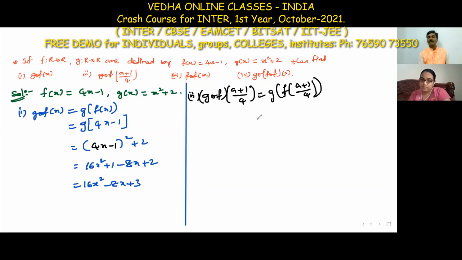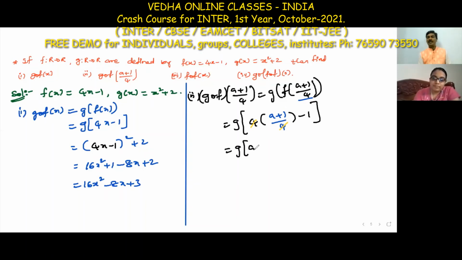Now this is equal to g of f of x. What is in place of the f of x function? f of x is 4x minus 1, 4 into x minus 1. So write that function first, and in place of x, whatever we have, that is a plus 1 by 4. Write that. Here we can cancel this 4 and 4, right? So what we get? g of a plus 1 minus 1. Again, plus 1 minus 1 also gets cancelled. We get g of a.